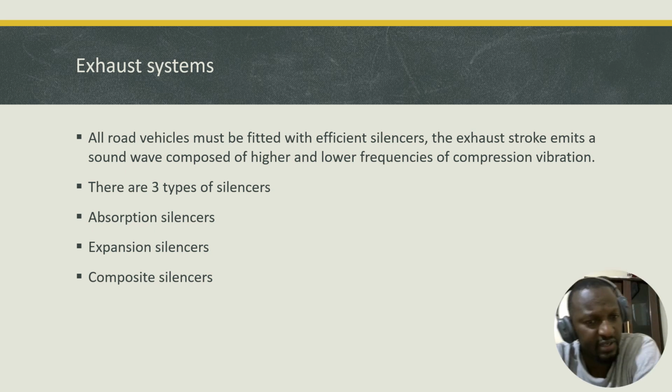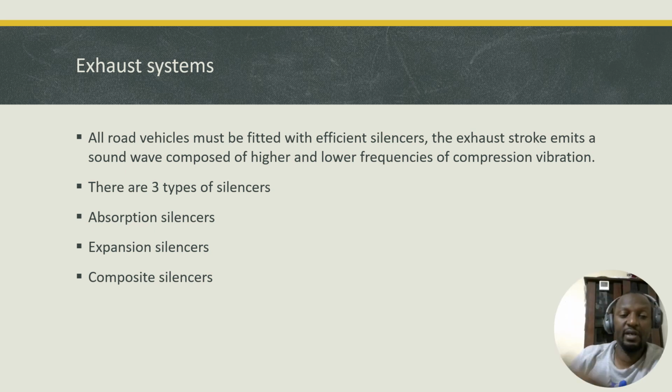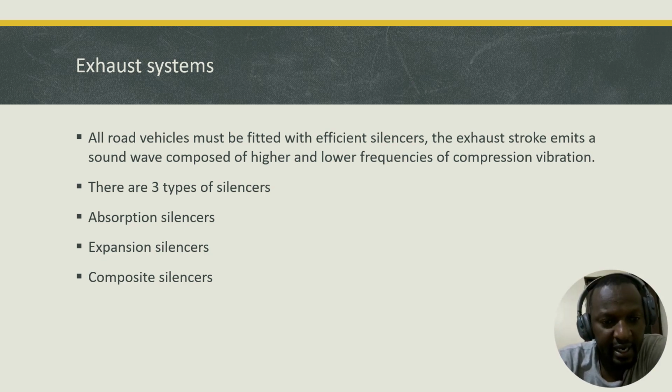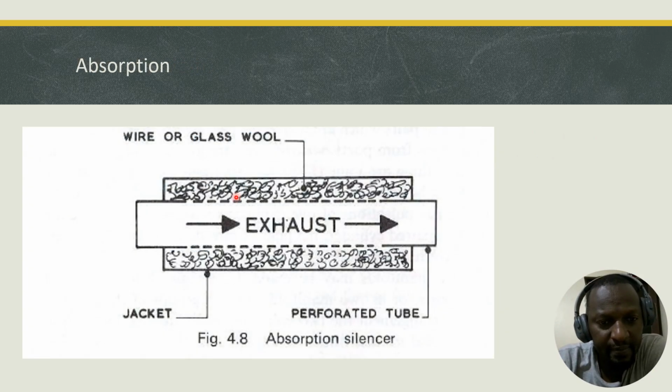Now, there are three types of silencers. There is the absorption silencer, the expansion silencer, and a combination of the two that is called a composite silencer. Now, the absorption silencer makes use of a straight pipe that has perforations, and around the pipe is a form of insulation that can be wire or glass wool.